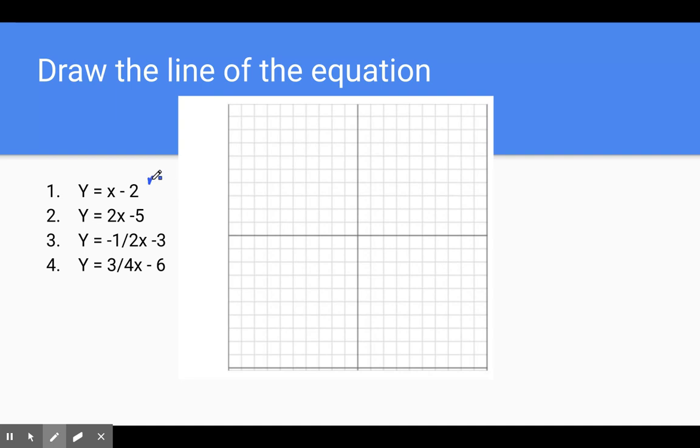All right, so if we draw in the lines of these equations, we notice here that whenever there's no number in front of the x, we always know that there's an imaginary 1. So our slope m is 1. If we wanted to think of this as a rise over run, we can think of it as 1 over 1. And here our b, or our y-intercept, is going to be -2.